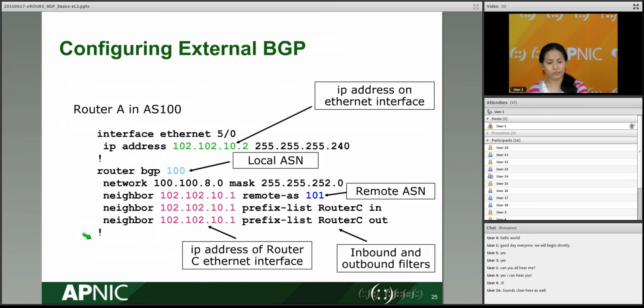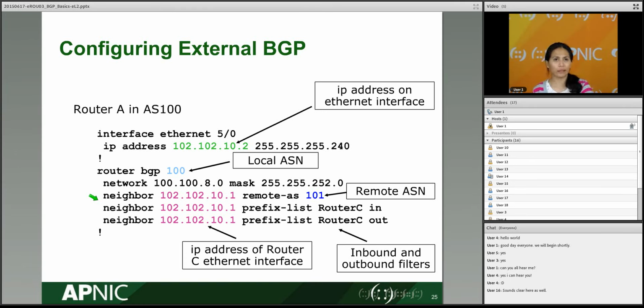Here, we have the exact example for router A in AS100. So this is the definition, router BGP 100, and then you specify the network and the mask. This is the prefix that you are going to announce, and then you specify who will be your neighbor. In this case, that's 102.102.10.1, which I think is, yeah, router C.